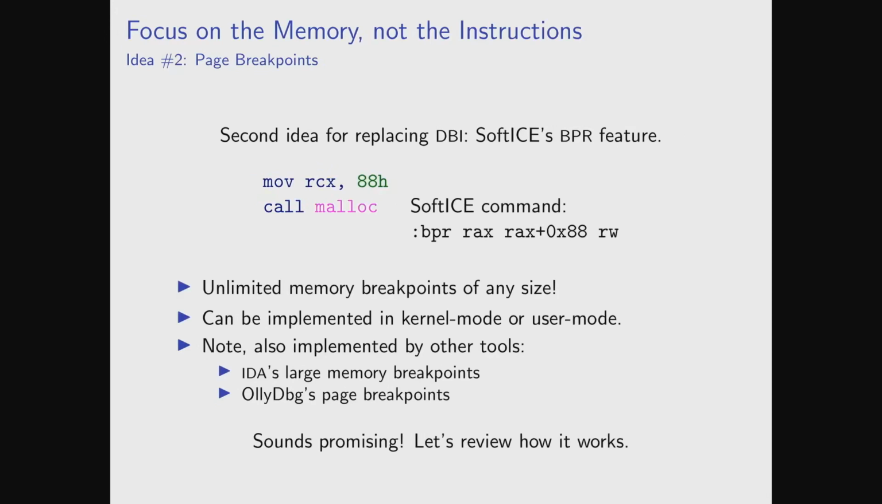So then I remembered there was a command in the kernel debugger SoftICE, and it's also been implemented in a couple of other tools in the meantime, called breakpoint on memory range, which allowed you to set as many memory breakpoints as you wanted and of as large a size as you wanted. You can implement this in either user mode or kernel mode. So IDA also implements this, as does OllyDbg. So that sounds promising. Let's review briefly how that works.